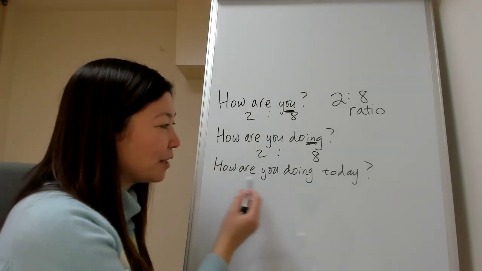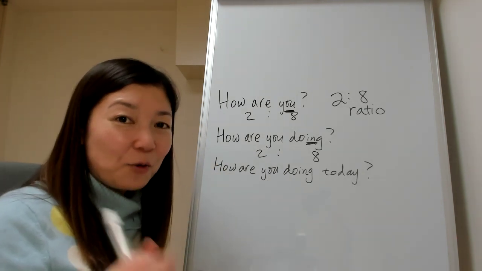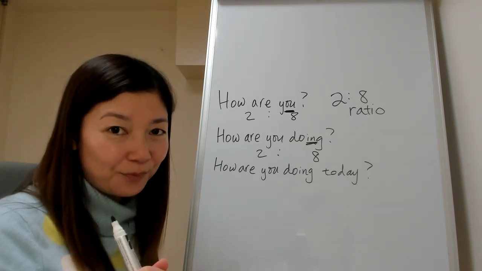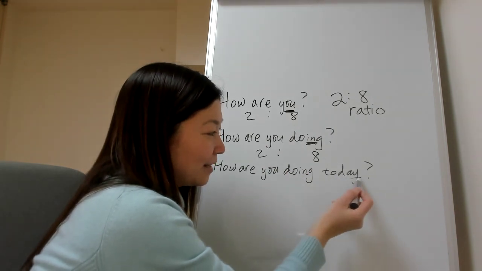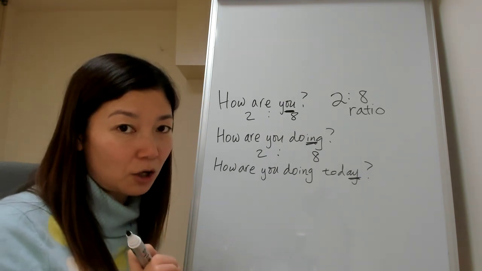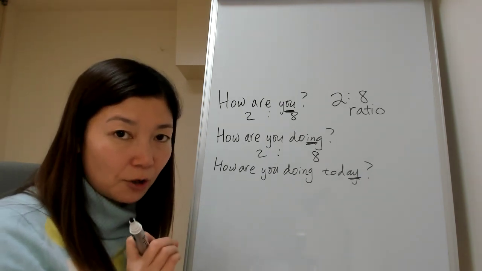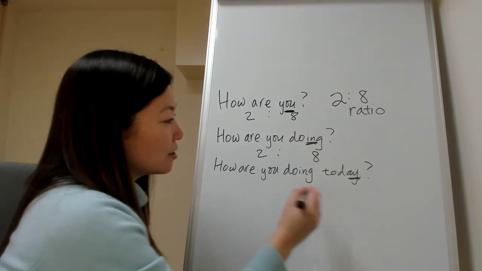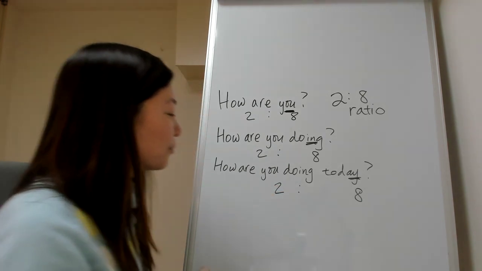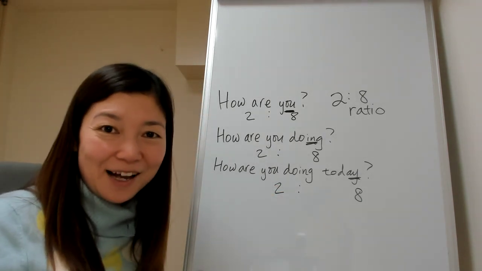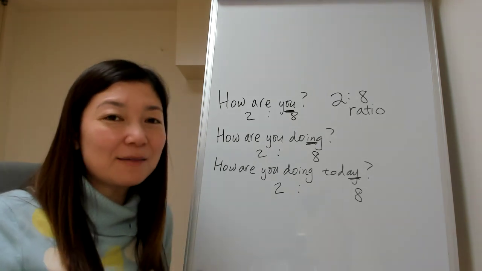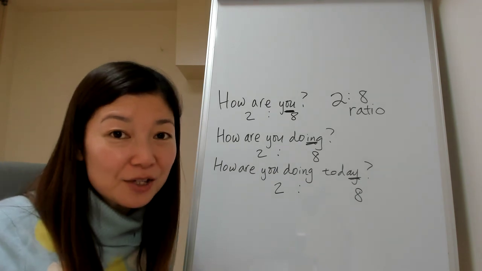And then the same thing for the last one. So guess where is going to be pronounced longer? Day. Today, the final syllable in the final word is pronounced much longer than the rest of the sentence. So this part is 8, and everything else will become 2. So how are you doing today? Right? They don't say, how are you doing today? People say, how are you doing today?